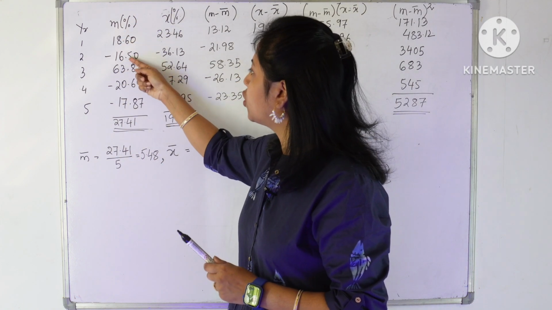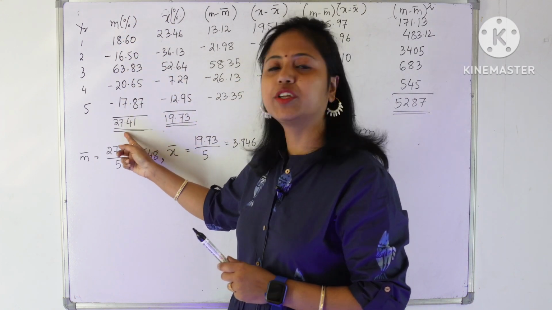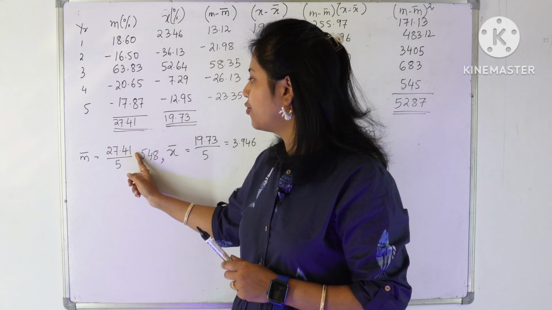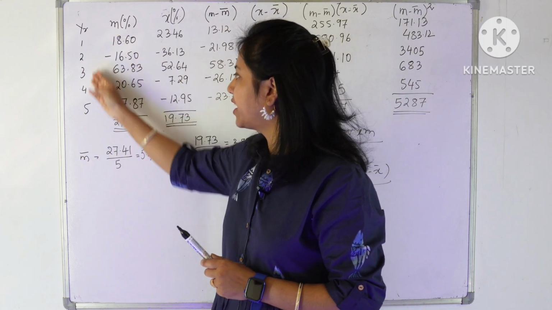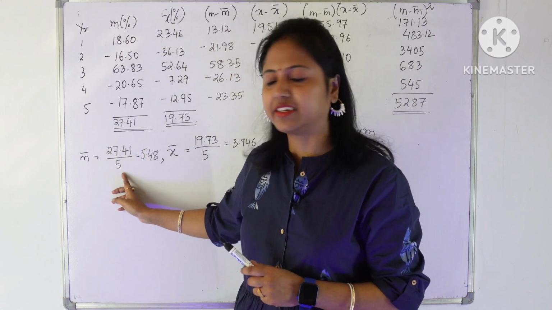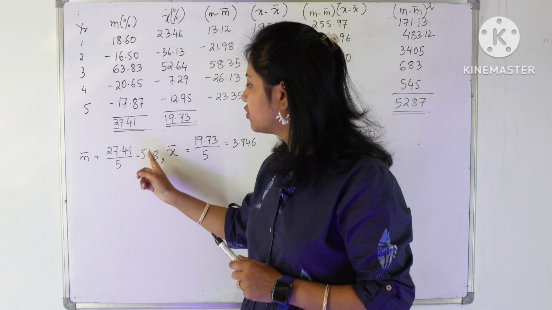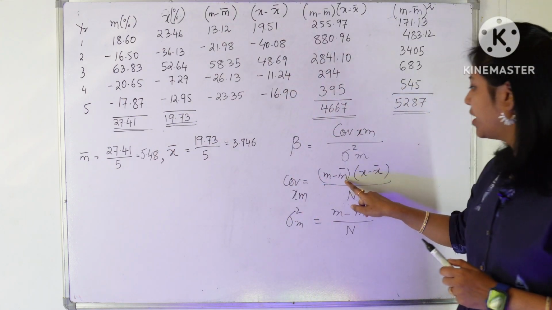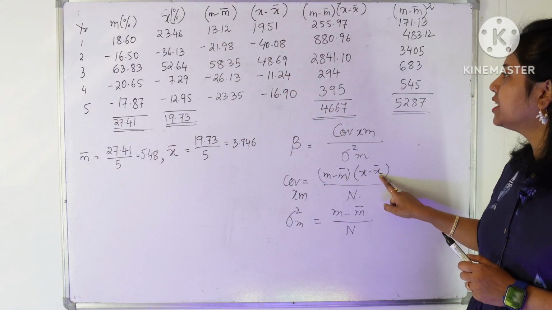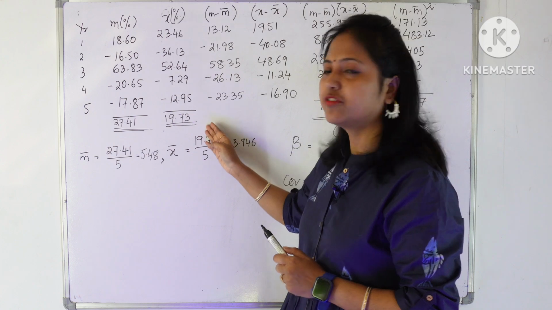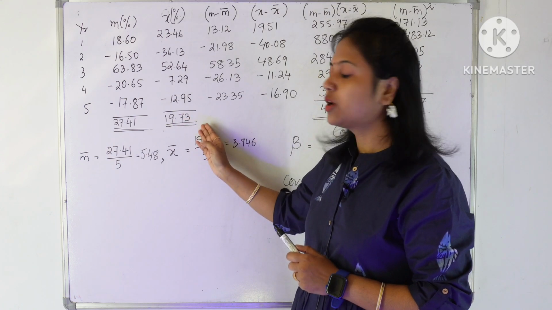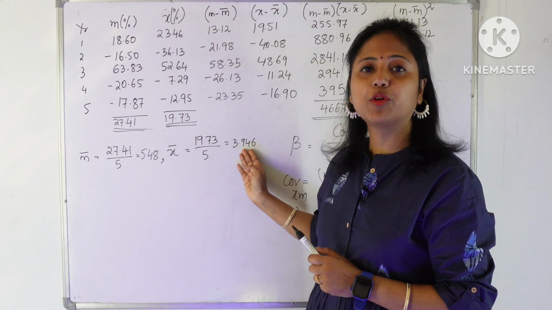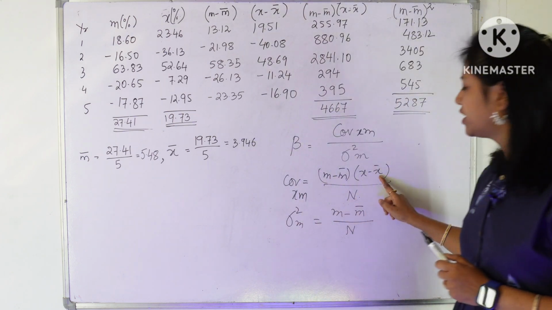So I will first total these. We get 27.41. Once I have the total 27.41, I get the M bar by dividing it by the number of observations, that is 5. So we got M bar equal to 5.48, right? So our M bar is with us. Similarly, we need X bar. We have the X values. We total the X values and divide by the number of observations, 5. We get X bar 3.946. So we got X bar.